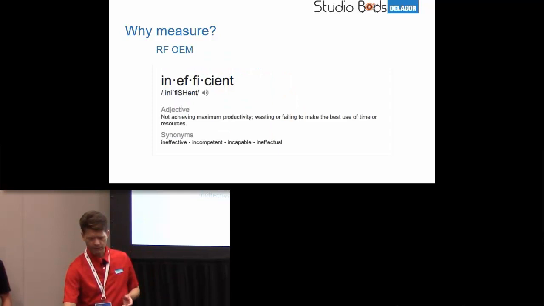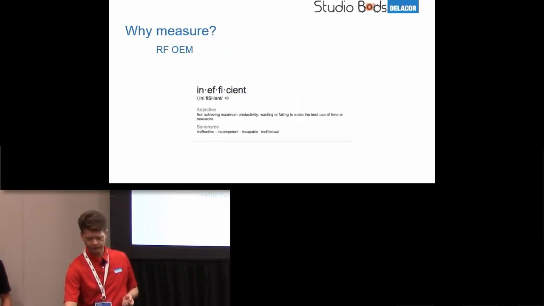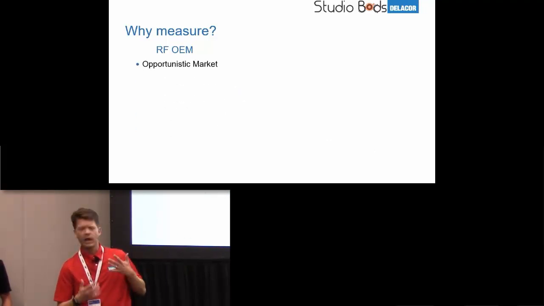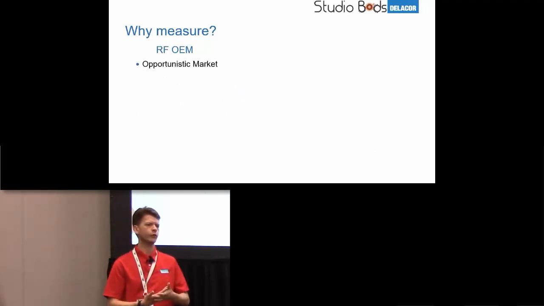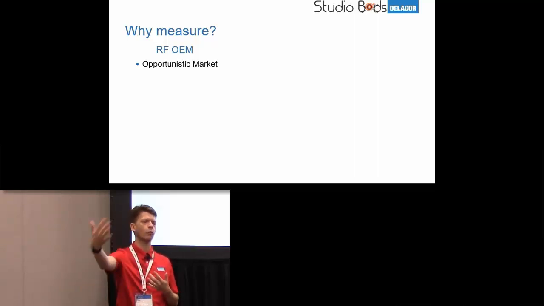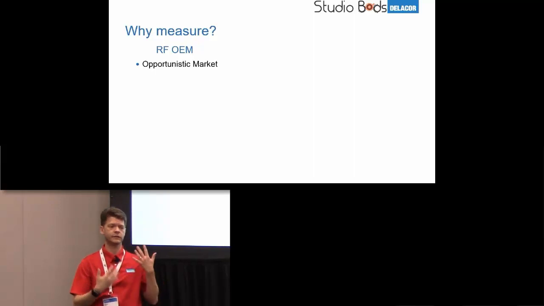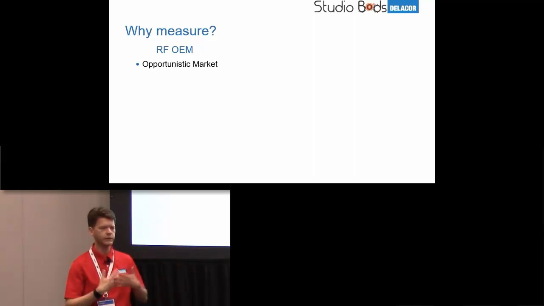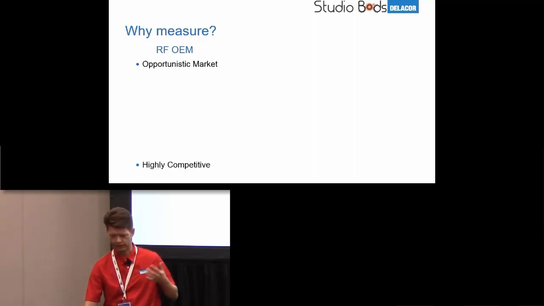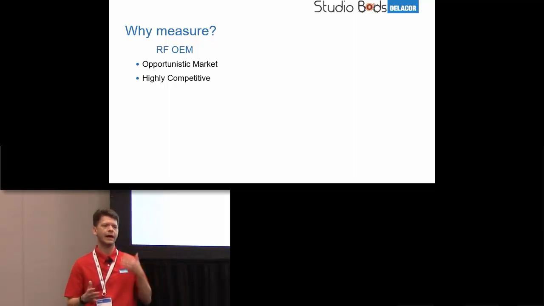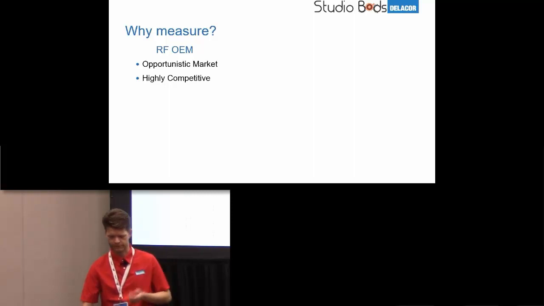For the RF OEM, efficiency. Efficiency is the key to monitoring. Why? It's an opportunistic market. Spot orders are the norm. You don't have this huge forward load of business. It tends to be spot orders. Can you give me 10,000 units in the next 3 months? So you need to understand your performance to be able to respond to that. It's highly competitive. There's loads of people out there doing this, and they're all doing it quicker and cheaper. So you need to remain competitive.